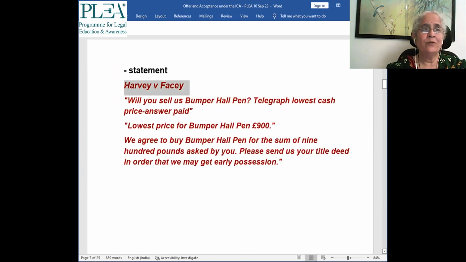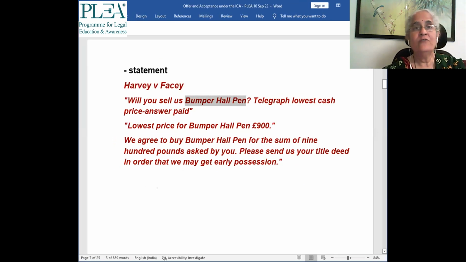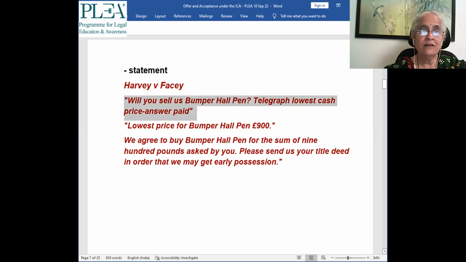Let us take an English case often used to indicate that an offer should actually express willingness to get assent. Harvey versus Facey is the case where Bumper Hall Pen, which is indicated here, by the way, is the name of an estate. There's a person interested in buying that estate. So he writes to the representative of the owner, will you sell us Bumper Hall Pen? Telegraph lowest cash price. Answer will be paid.